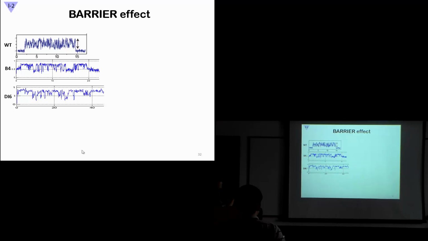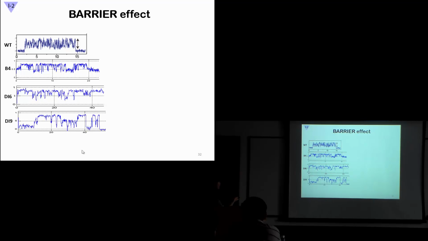So how does the barrier effect look? This is the barrier, which mismatch turned out that it doesn't do much, so it looks just like wild type. But the barrier 4, which is the bulge 4 of the bulge strand, induces some kind of stalling in the molecular motion. And DNA by far has the biggest effect. It kind of makes the molecule stutter in between on its path.